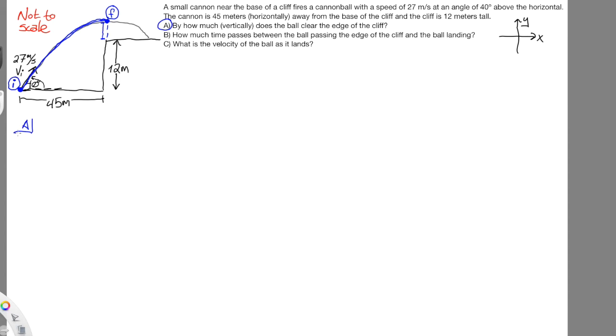We want to start thinking about the different variables that we have, again, in x and y. And it's a projectile motion problem because the cannonball is in the air only under the influence of gravity, ignoring air resistance. And when it's a projectile motion problem, you know your accelerations. Again, I've chosen up to be positive y, so my acceleration is negative 9.8 meters per second squared. And there's a few other things we know. From our initial to our final point, our delta x is going to be positive 45 meters.